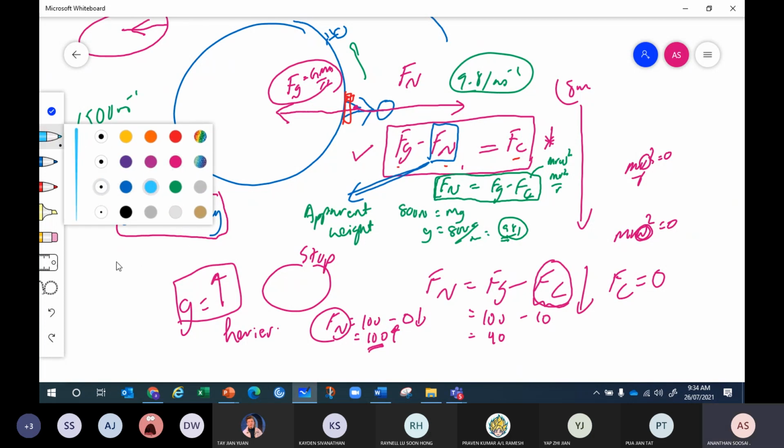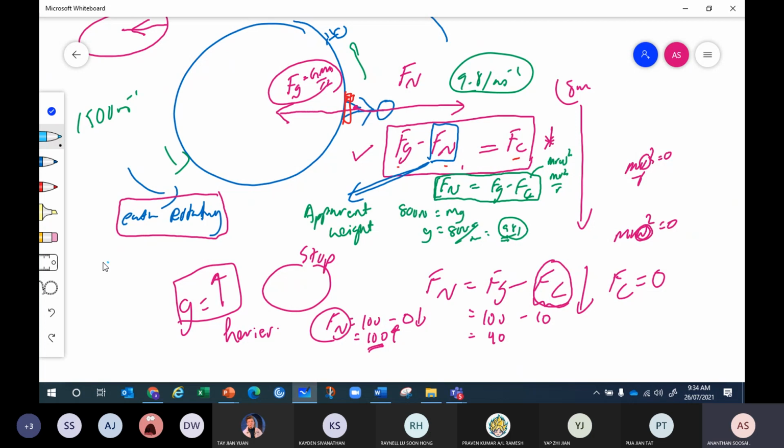Okay. Now, the second factor that affects gravity is the latitude. Okay, latitude, right? I told you latitude last time.